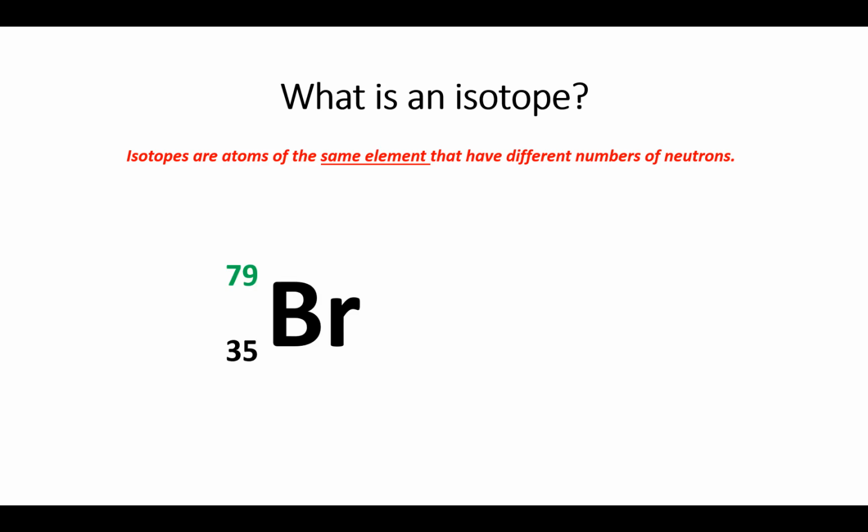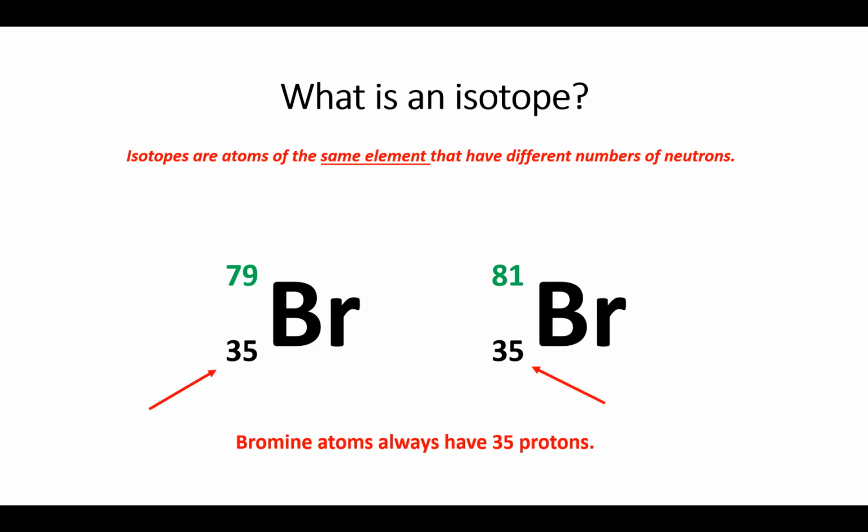Here's one isotope of bromine. It's showing you in green an atomic mass of 79. And then down on the bottom left, we see that it has an atomic number of 35. In other words, 35 protons. Well, here's another isotope of bromine. This bromine has an atomic mass of 81. Notice we still have 35 protons because all bromine atoms will have 35 protons.